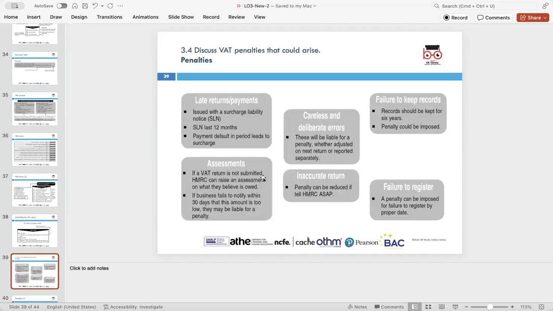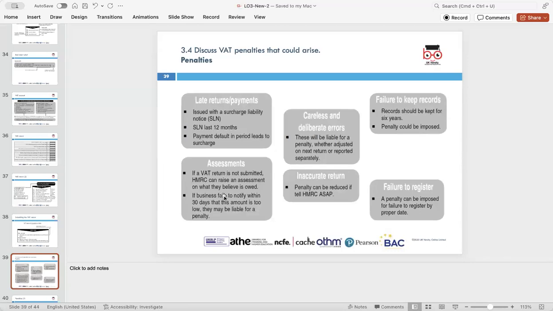Let's discuss VAT penalties that could arise. A late submission or payment of a VAT return can lead to various consequences, including penalties and assessments. Surcharge: traders who default on their VAT returns or payment may receive a surcharge liability notice, which remains in effect for 12 months. Failure to pay within the specified period can result in an additional surcharge.